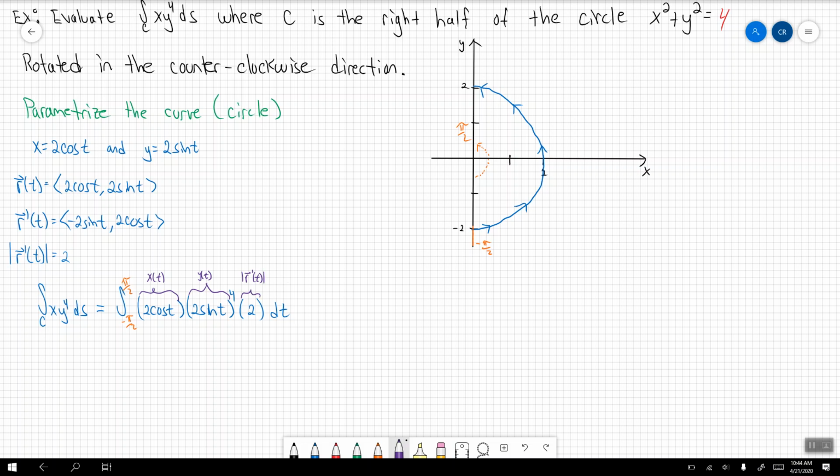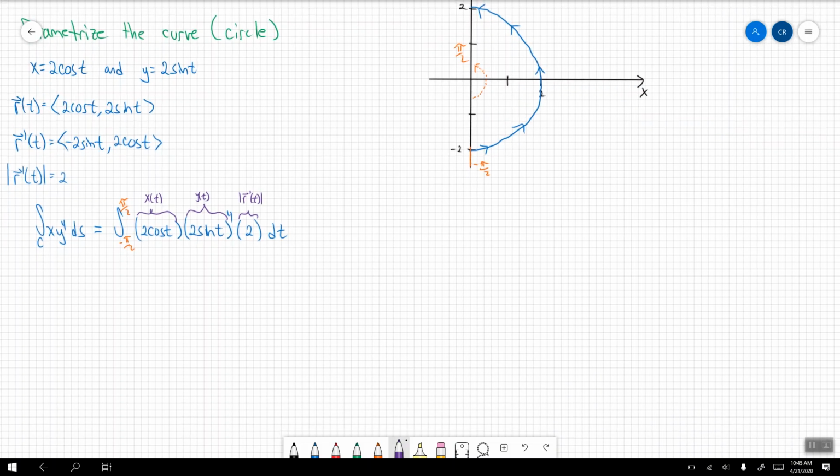Perfect. So what we're going to do is work with a u substitution here to make things a little bit easier. Actually, I'm not going to make things too easy, because we have a 2, a 2 to the 4th, and a 2. So it's going to be 2 to the 4th, 5, 6, so 2 to the 6. So I have 2 to the 6, integrated from negative pi halves to pi halves, of cosine of t multiplied by sine to the 4th t dt.